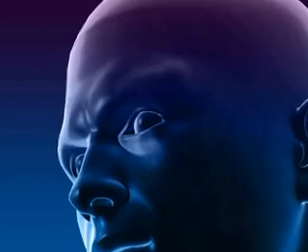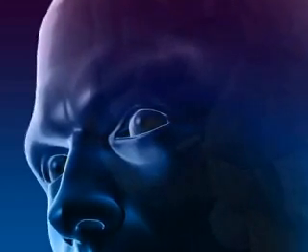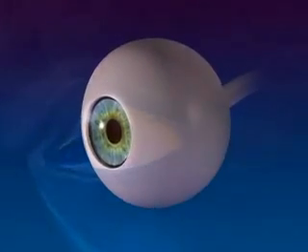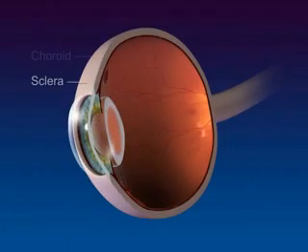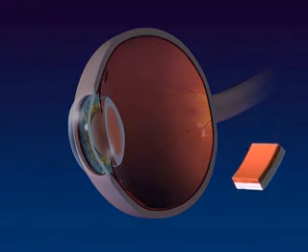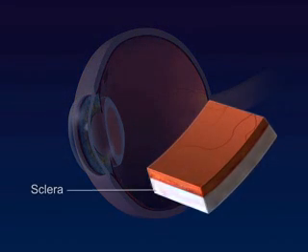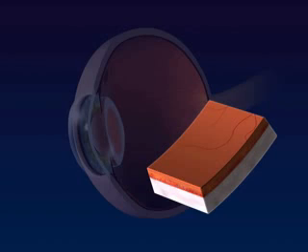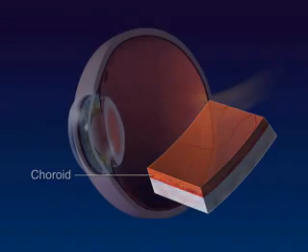The location of the eyes enables us to see length, width, depth, and distance of an object. The eye has three layers: the sclera, choroid, and retina. The sclera is the outer white layer that maintains the shape of the eye. Muscles attached to the sclera control eye movements. Choroid is the middle layer that contains the blood vessels.